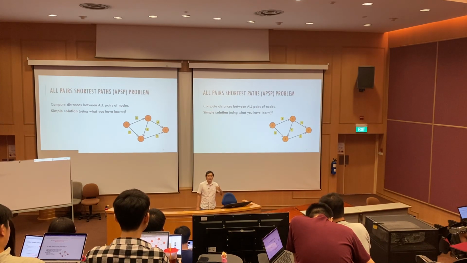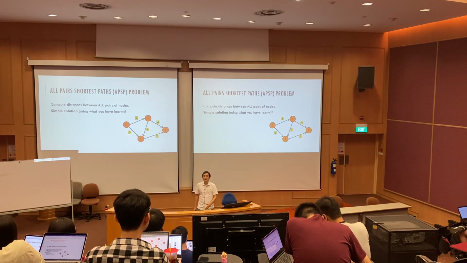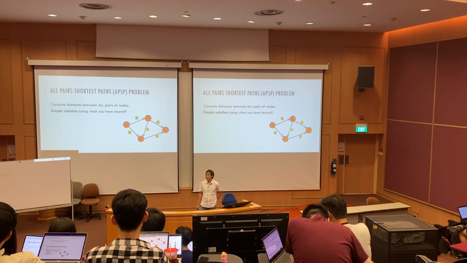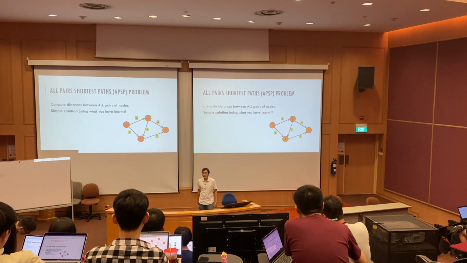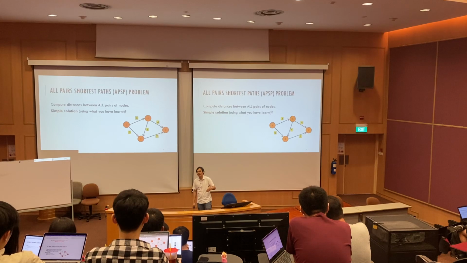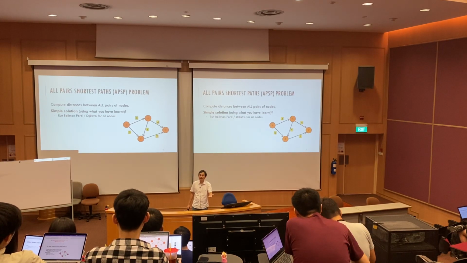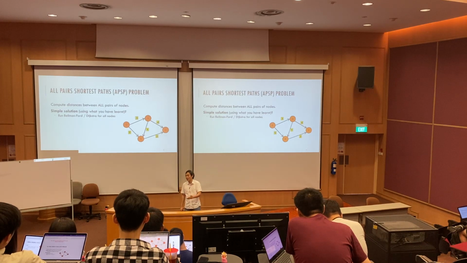So what's the simplest solution you can think of, given what you've learned? You already know how to use Bellman-Ford, you already know how to use Dijkstra. Can you use them for all pairs shortest paths? What's the simplest solution? Yeah, so basically you run Bellman-Ford for every node, right? Or if it's non-negative edge weights, then you use Dijkstra for every node.